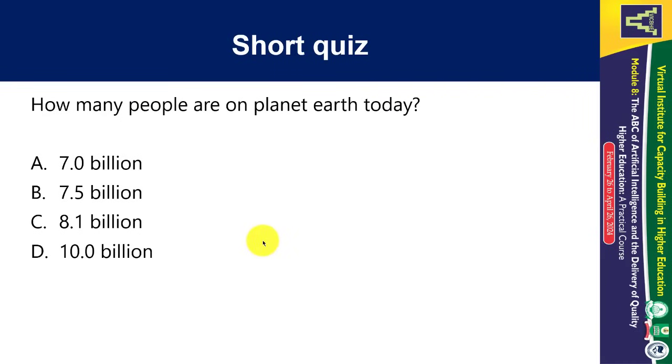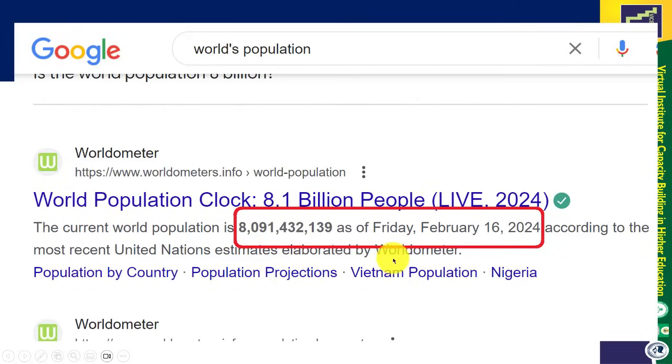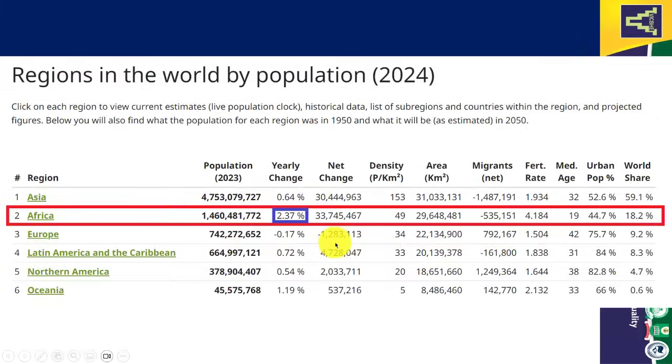So this is our quiz for the break period. How many people are on planet Earth today? 7 billion, 7.5, 8.1, 10 billion. And your answer is what? The correct answer is 8.1 billion. As of yesterday, February 16, 2024, the current world population is 8 billion, 0914 and the rest of them like that. So let's look at the distribution.